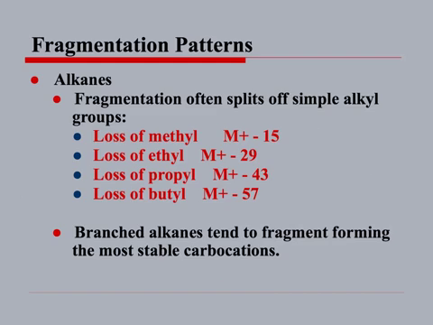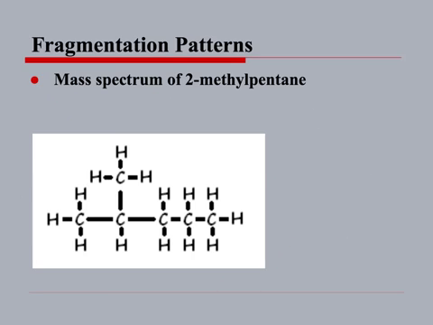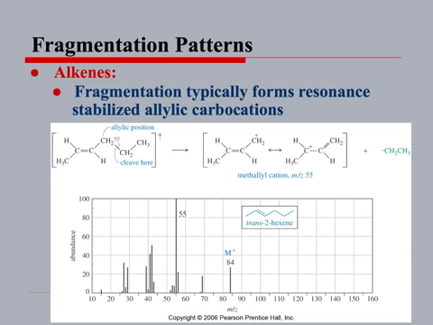Branched alkanes tend to fragment, forming a more stable carbocation. To survive and transport through the magnetic field, they need to be stable enough so they don't break. So carbocations should be stable while they're passing. These are just some of the examples. I'm going to skip ahead, and this is just to show you how it looks when you see the spectrum. Again, just one example.